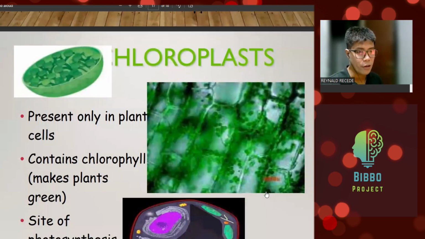Next is you have the chloroplast. Si chloroplast is present only in plant cells. It contains chlorophyll, which is important in making the plants green, and it's very important in capturing the sunlight that is needed for photosynthesis to happen. Remember that photosynthesis is the food-making process of the plant. That is why the chloroplast is considered as the site of photosynthesis. That is where photosynthesis happens, chloroplast. And this is how the chloroplast looks like.